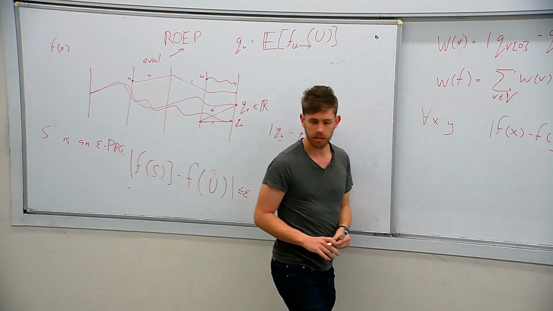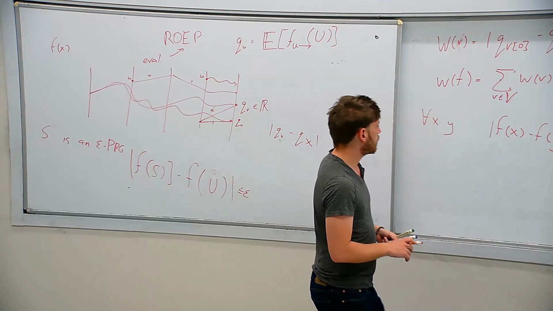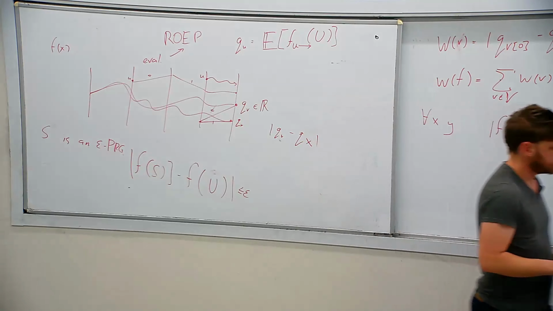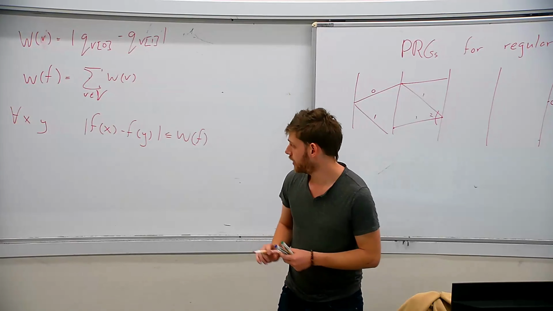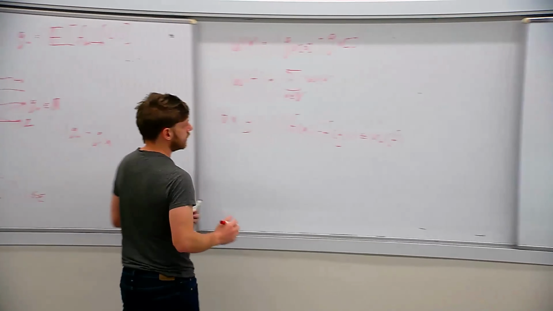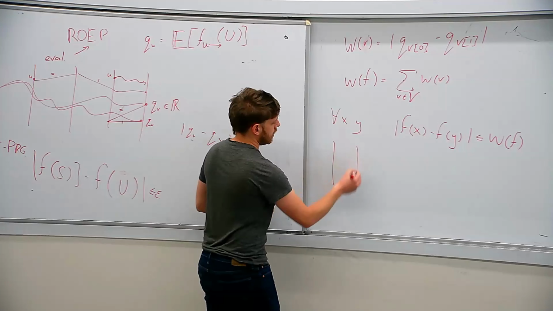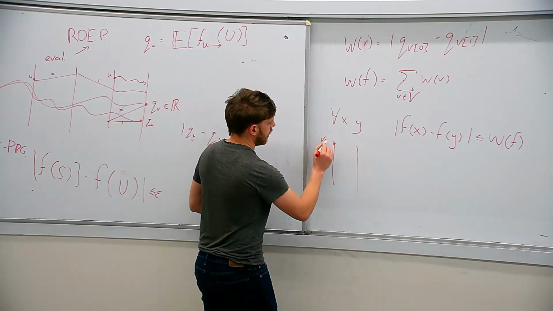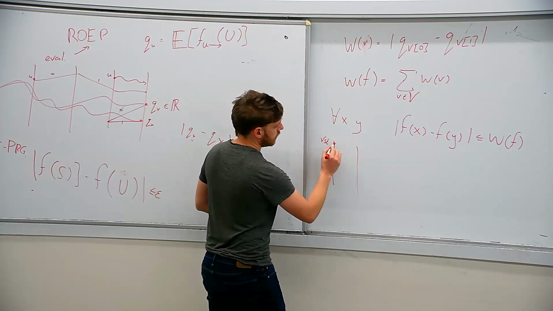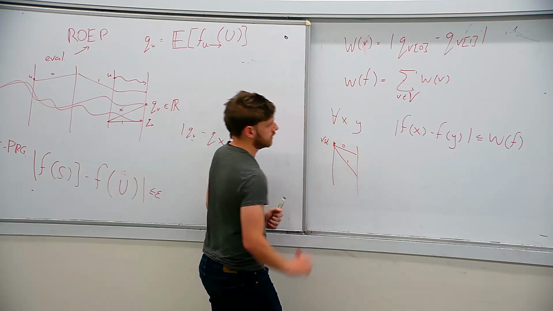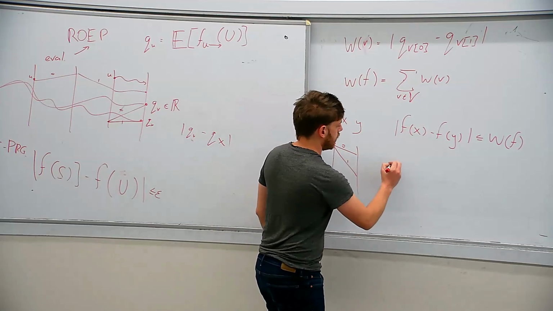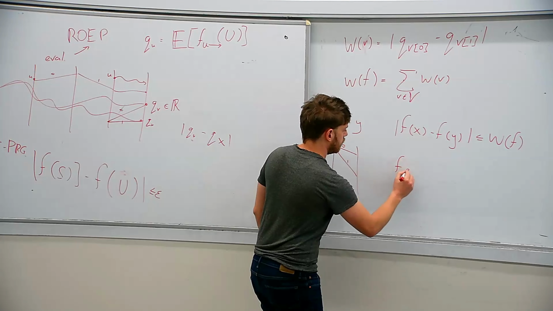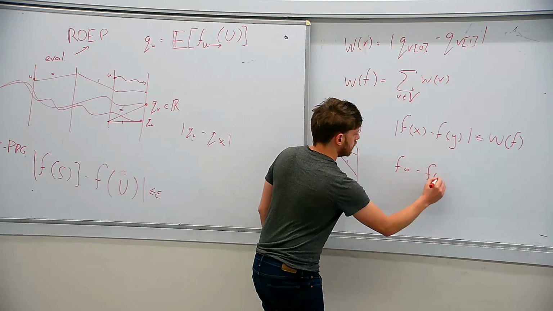Any questions? Okay, so how can we do this? We prove it by induction. So let's start with the base case. So f is just a function from 0 to 1. So the only possible inputs are, f(0) minus f(1).